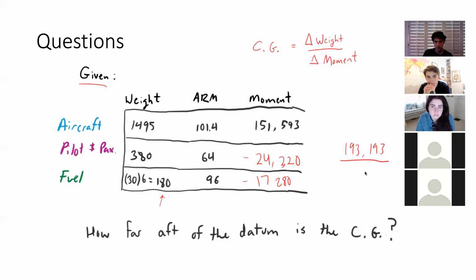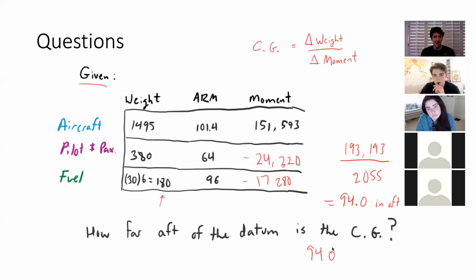I believe it's 2,055, I think. 193 divided by 193. So I believe I got 94 inches, 94.0 inches aft. I'll double check this. I'm sure whatever you guys got was probably correct too. So yeah, it's going to be about 94 inches.